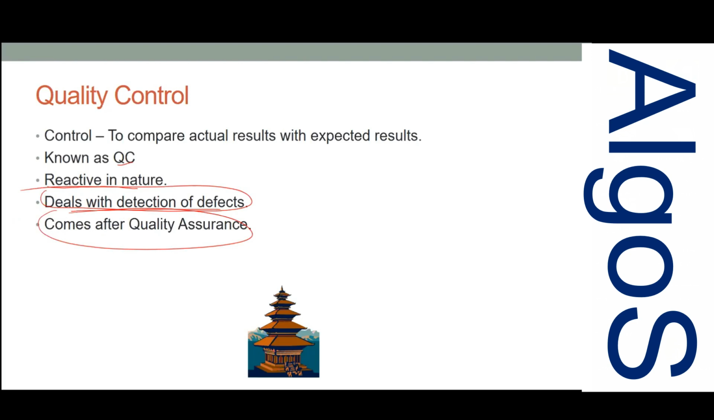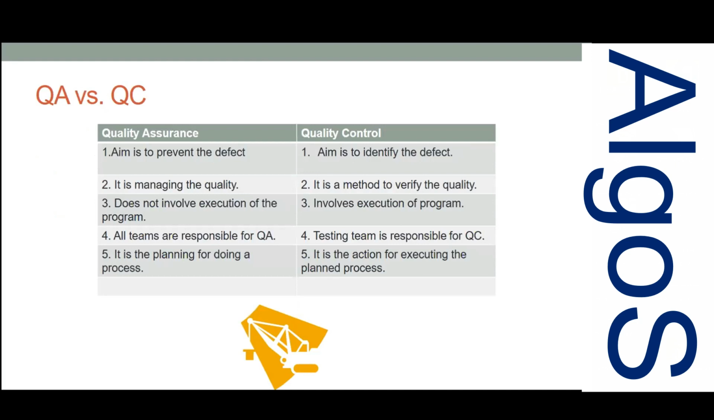So what is the difference between quality assurance and quality control? Let us review it. Quality assurance aims to prevent the defect. By establishing the standards, you are making sure that you are minimizing the occurrence of defects. On the other side, the aim of quality control is to identify the defect.